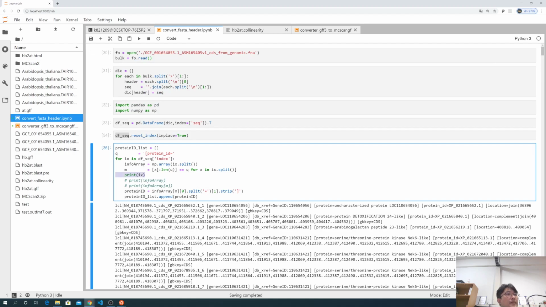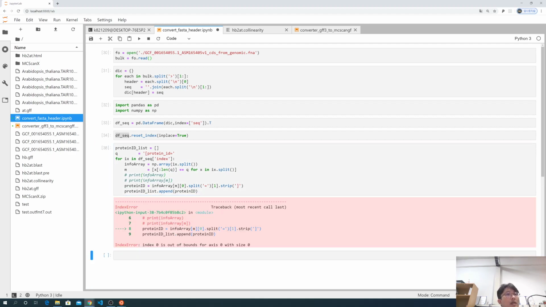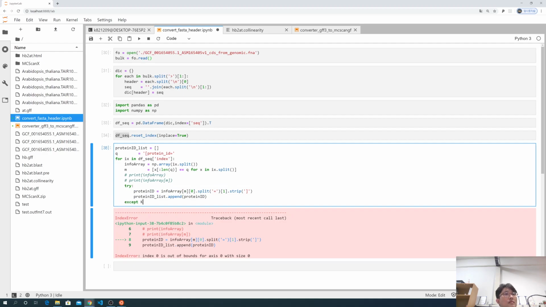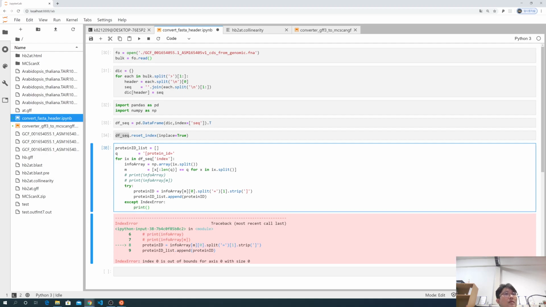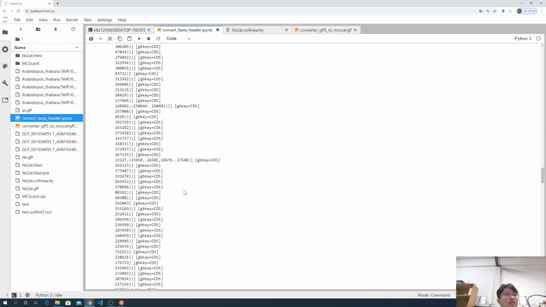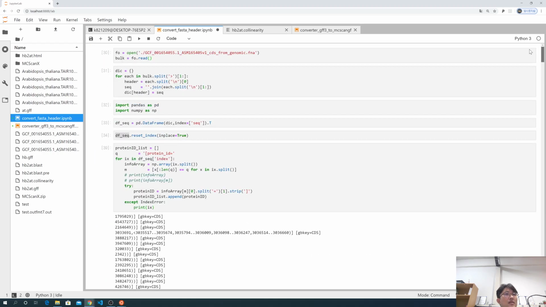Okay, then I will not use it. I will catch the index error, then print ix. There are so many. This is really stressful.